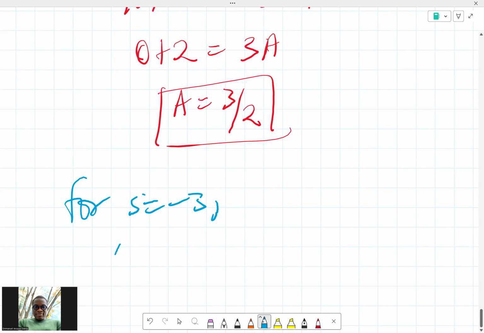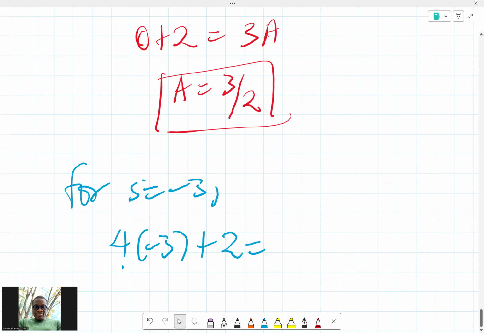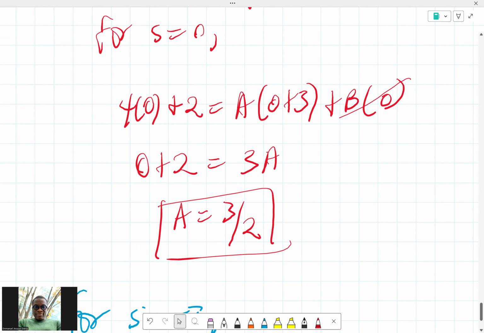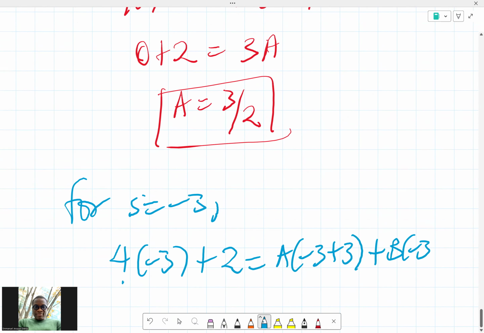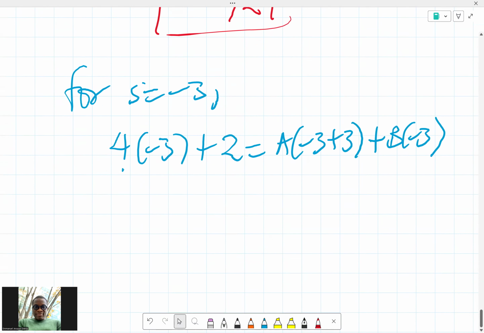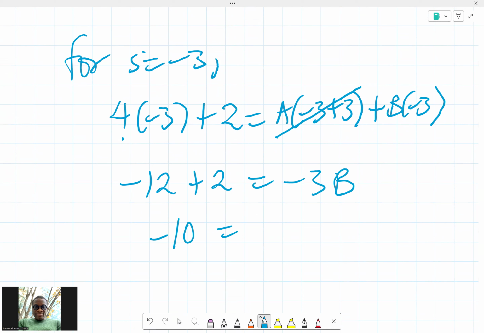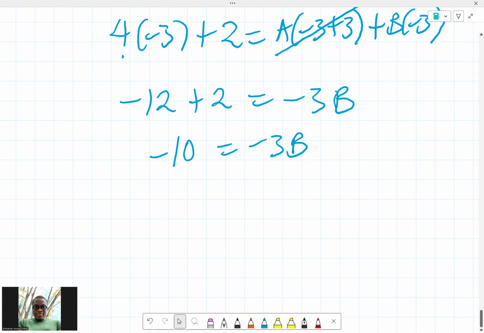On the left hand side we have 4 into minus 3 plus 2, which is equal to the right hand side, a into minus 3 plus 3 plus b into minus 3. Now, s is now minus 3, right? So that way we can get rid of a, because a times 0 will be gone. 4 times minus 3 is minus 12 plus 2 equals minus 3b. Okay, so minus 12 plus 2 is minus 10 equals minus 3b. So b alone is 10 over 3.